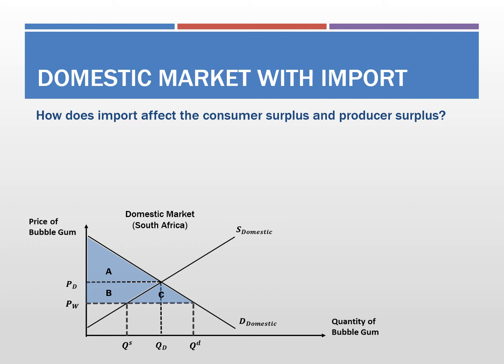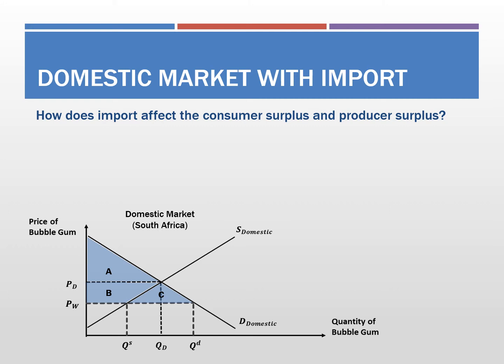At this point, we know the size of the consumer surplus in this market, but how is it going to affect the producer surplus? Because we no longer have the area B in the producer surplus, we have to figure out how many units the domestic firm will produce of bubblegum in South Africa.